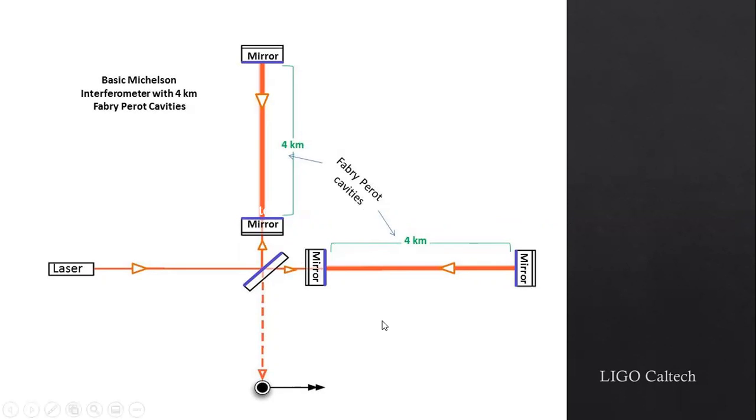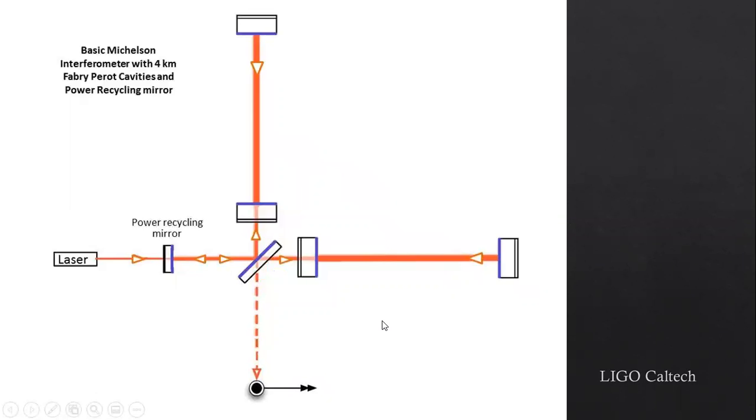Now let's take a look at how to make the laser beam more powerful. The laser coming out of the source has a power of about 40 watts. In order to detect gravitational waves, LIGO needs to operate at about 750 kilowatts. So how do we amplify the power of the laser beam? The answer is by using a power recycling mirror. The power recycling mirror is a one-way mirror. It means that light can go through it from one side, but it's reflected on the other side.